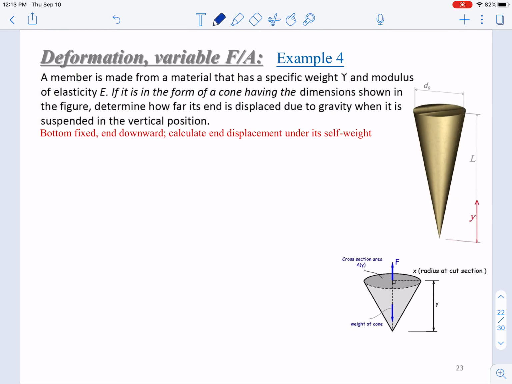Here again, this thing is simplified into a cone, bottom fixed, and the tip pointing downward, and we're calculating the end displacement under its self-weight. As I said, we just need to determine Fy and Ay, since overall this will be solved in such a way that delta equals the integral from 0 to L of Fy over E Ay dy. This is the equation.